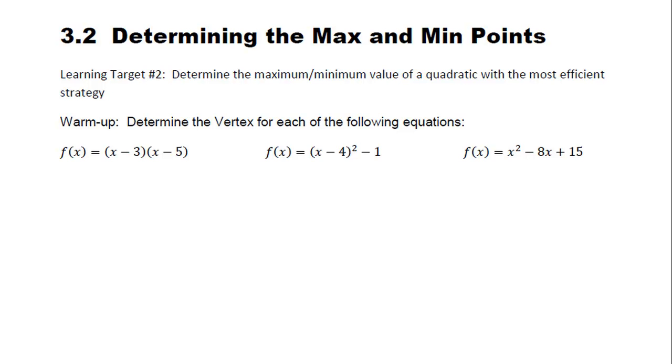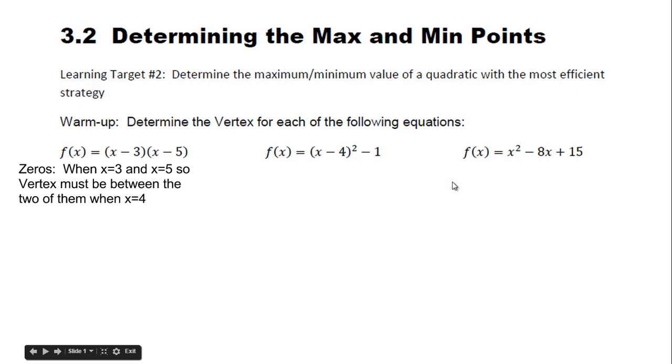Okay, so for the first one, we actually determine it's in factored form. And if it's factored form, it actually tells you the zeros. The zeros are x equals 3 and x equals 5. And the vertex is right between them. For this example, it's very easy to understand. Between 3 and 5 is 4.